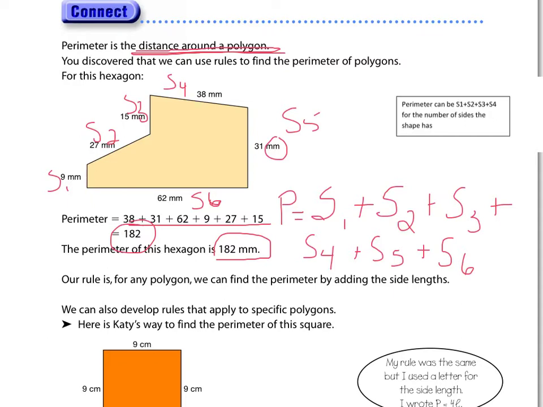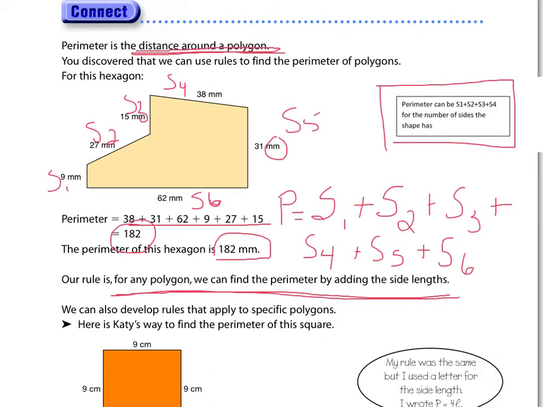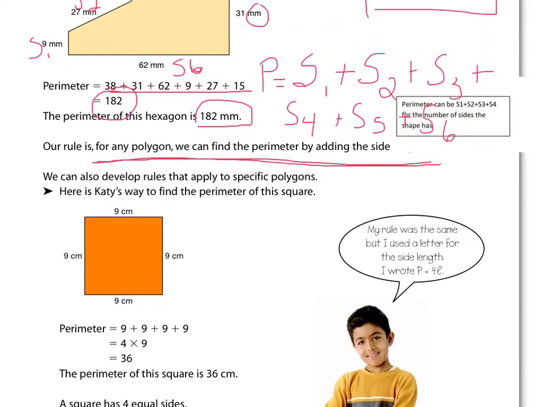So our rule then is that for any polygon we can find the perimeter by adding the side lengths. So you'll find this formula will work for any polygon and it would just be the number of sides that the shape happens to have. So perimeter can be side 1 plus side 2 plus side 3 plus side 4 for the number of sides the shape has. And this works really well when it's an irregular sided shape and those sides are not the same length. We can use slightly different formulas when the shape has sides that are equal. So we're going to look at that.